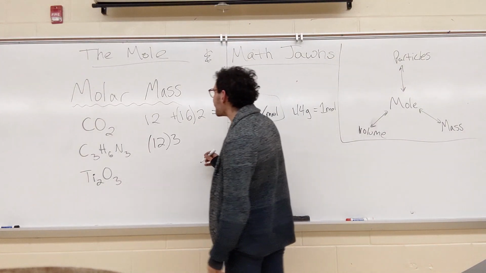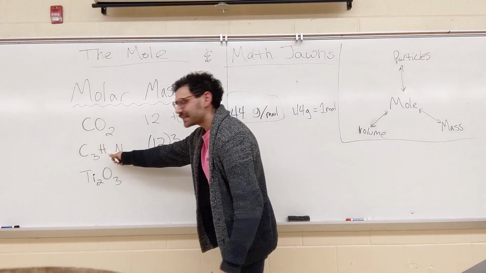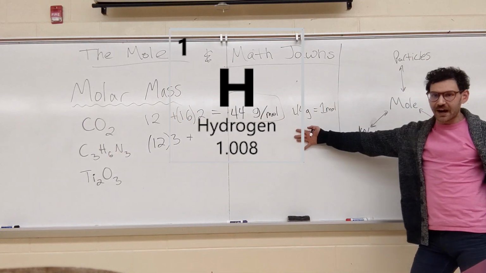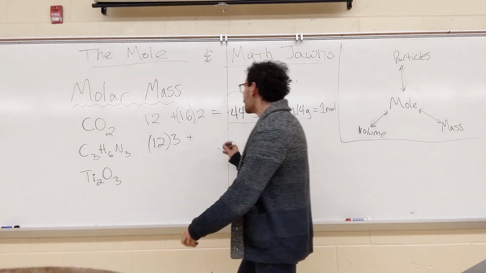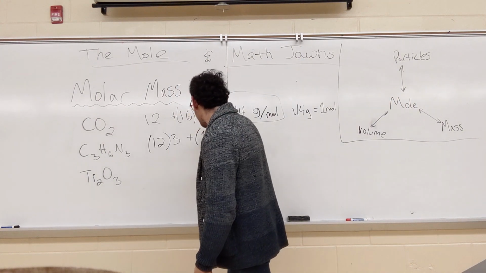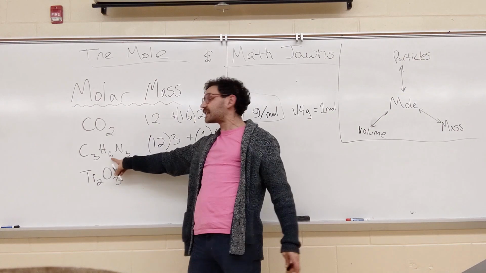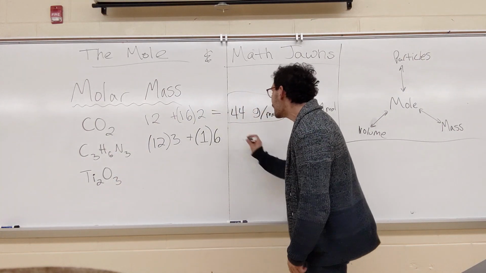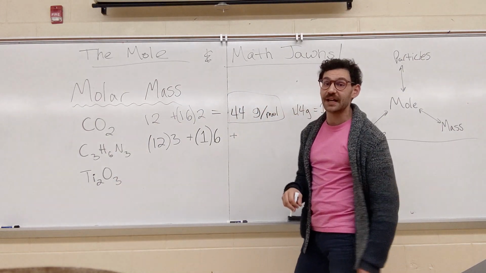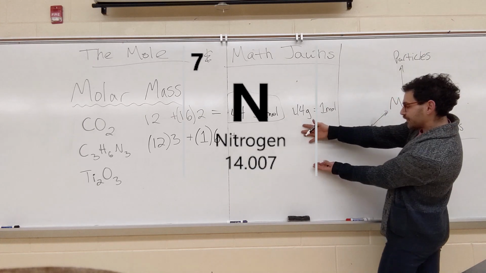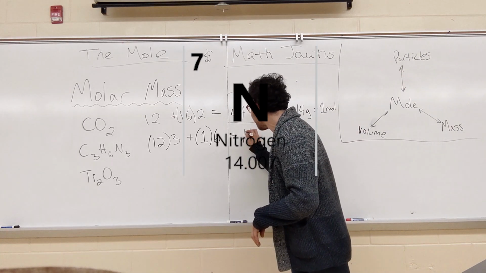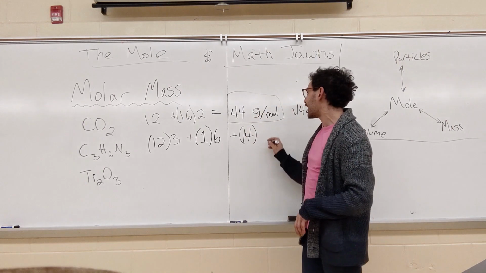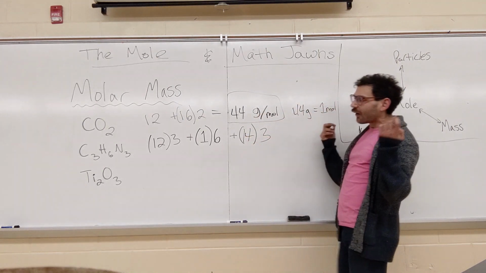Anyway, so we move on to hydrogen. What's our atomic symbol for hydrogen? Oh, there it is, and we can see that it has an atomic mass of 1. So I'm going to take 1, and I'm going to multiply that by 6, because there are 6 hydrogens in this one. And then lastly, I have to talk about nitrogen. Nitrogen, your symbol is right there, and I know that your mass is approximately 14. I'm going to round to that, and I'm going to multiply that by 3. And now I can do all this math.